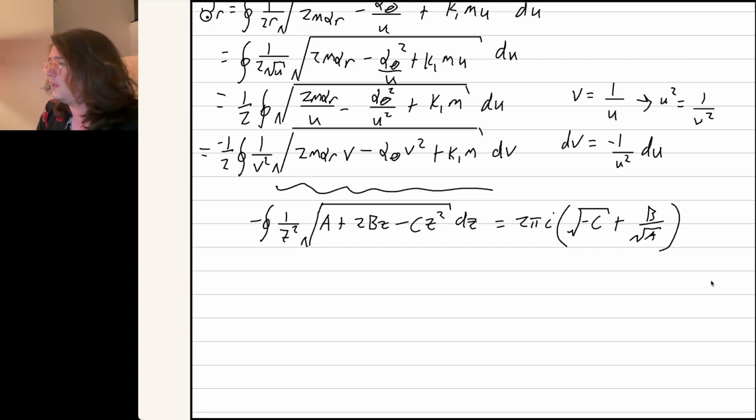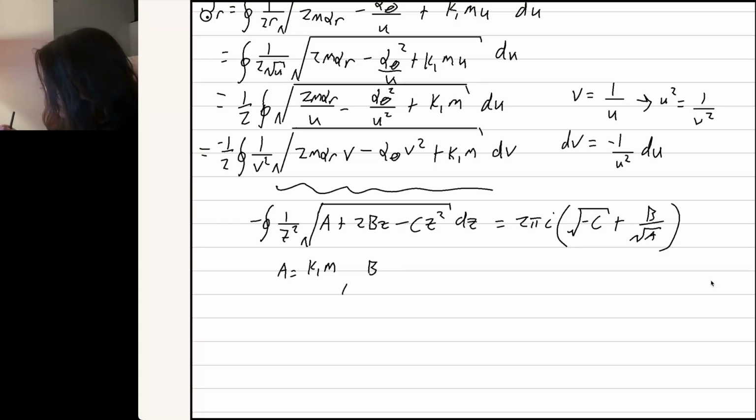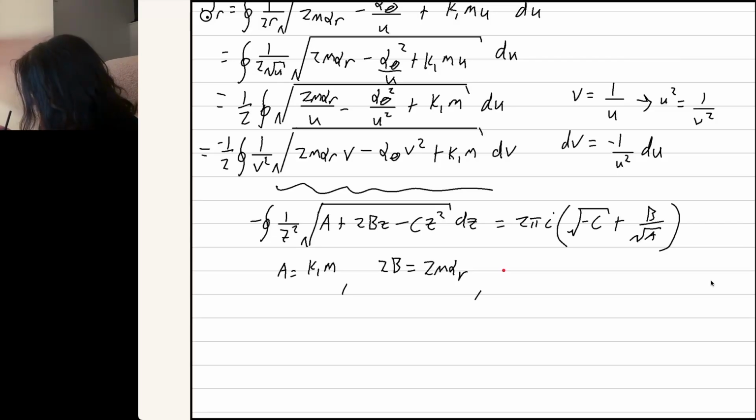So I'm going to go ahead and change over what I have in my radicand to what he has. So A is going to be k1m, 2b is equal to 2m alpha r, and c is just going to be alpha theta.